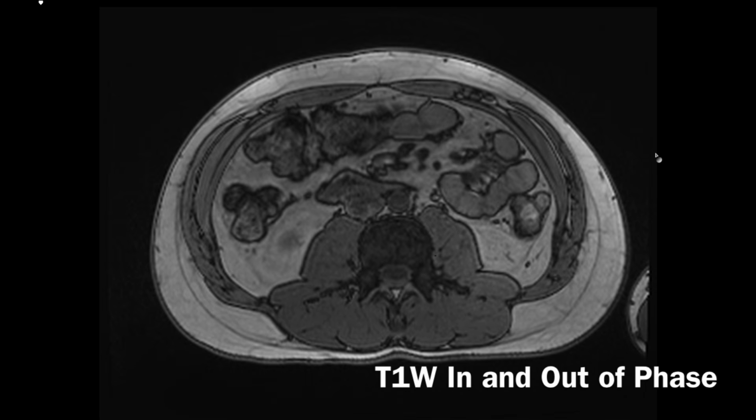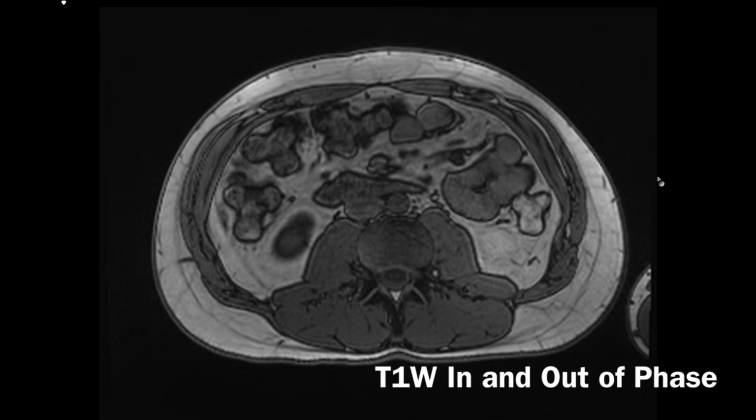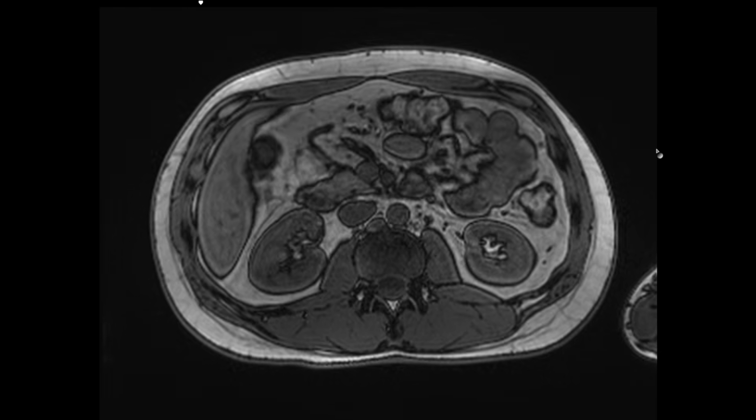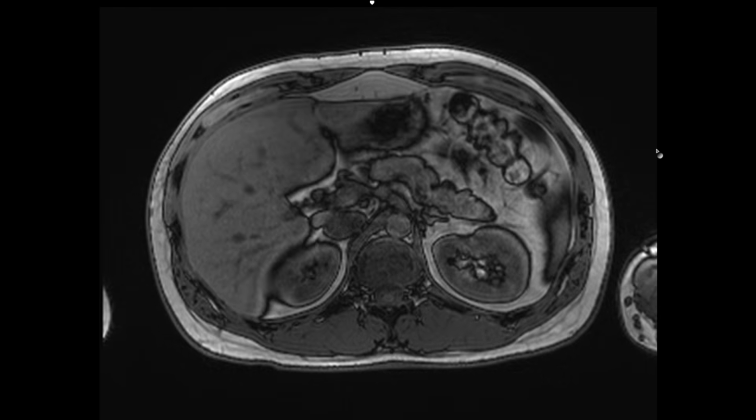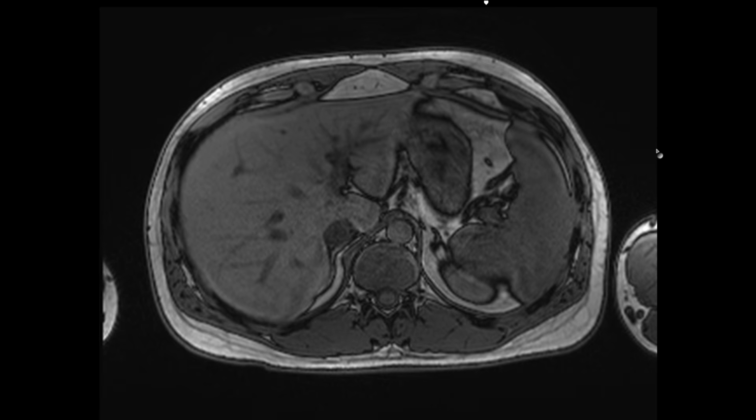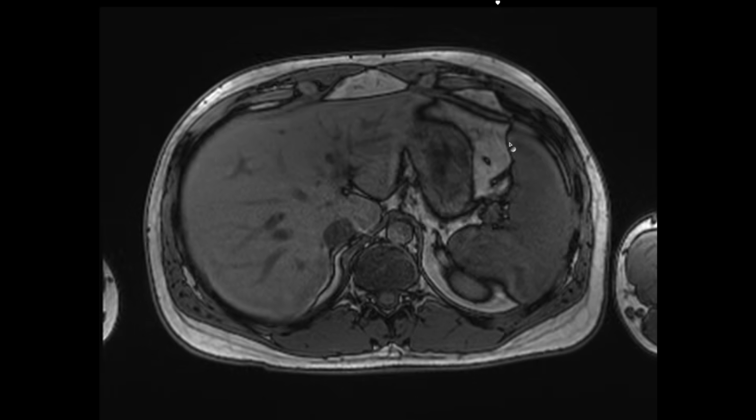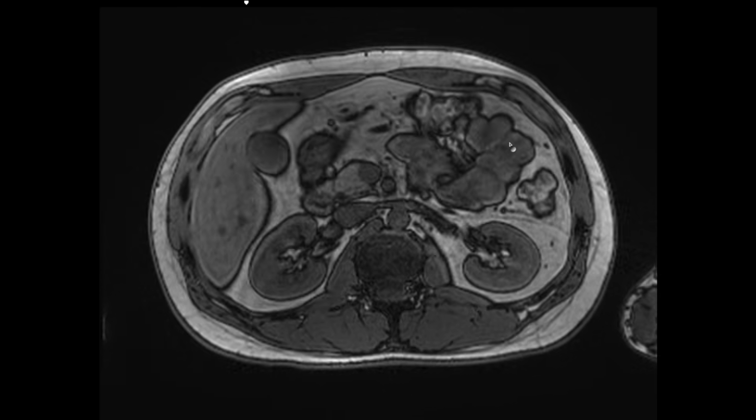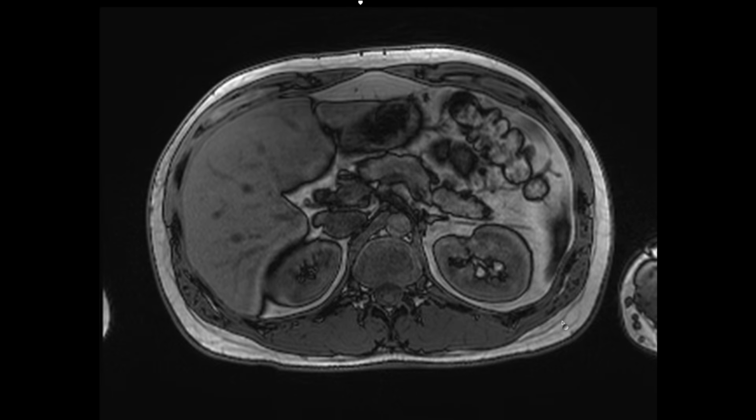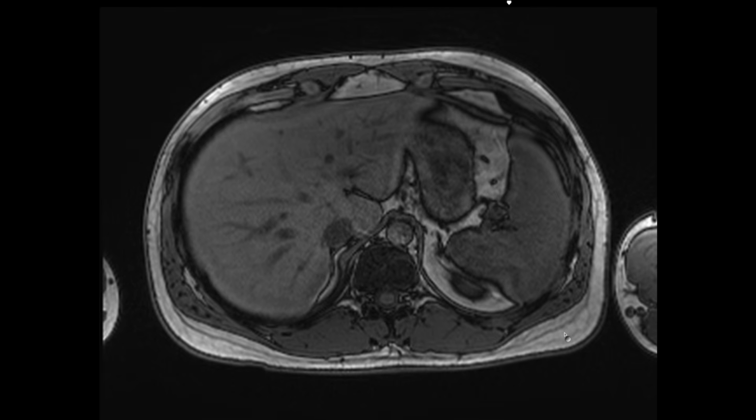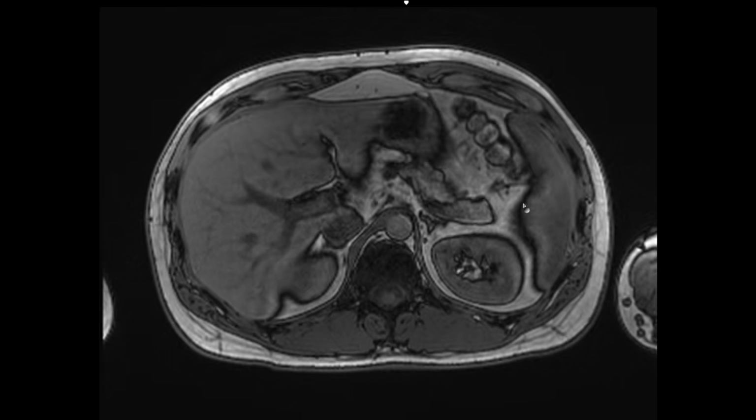We then have our in and out of phase images. So this is the T1 gradient echo out of phase image. So you can see it's the out of phase image. Again, you have this India ink artifact surrounding the organs. The India ink artifact is a result of having voxels with water and fat molecules, or nuclei, within that cancel out. Notice the subcutaneous fat remains bright because that's bulk fat, not intravoxel fat.